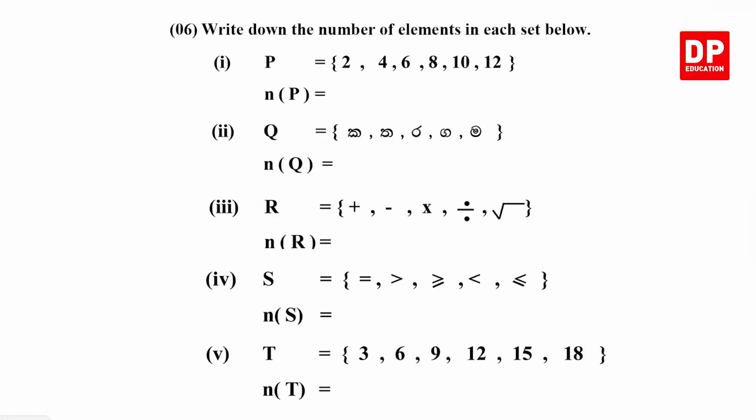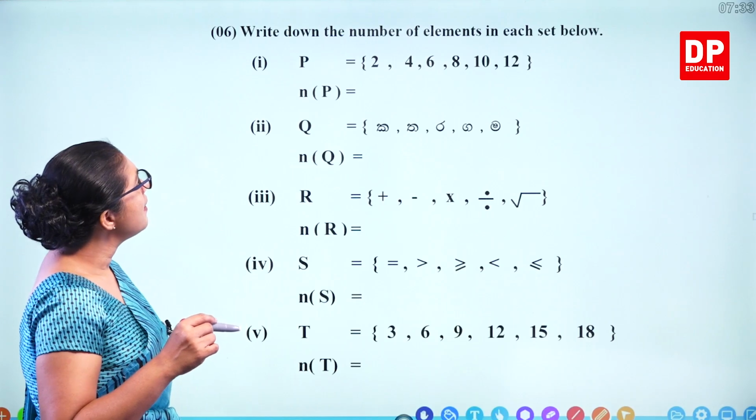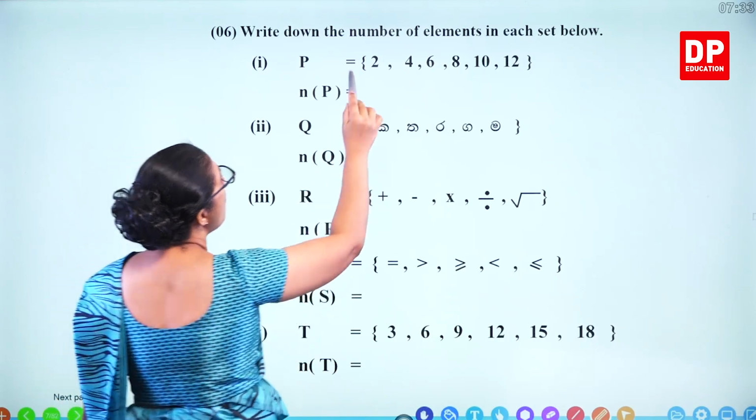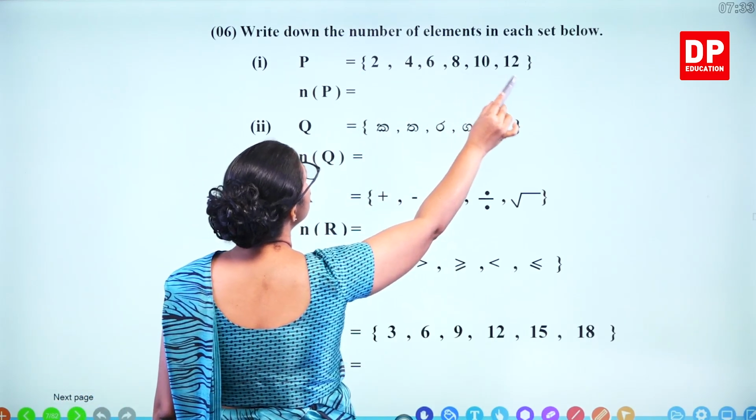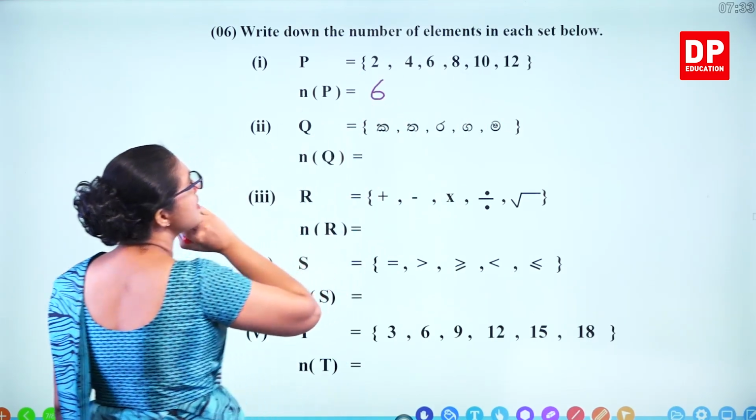Write down the number of elements in each set below. So you have to count how many elements are there. 1, 2, 3, 4, 5, 6. You can write 6 here.